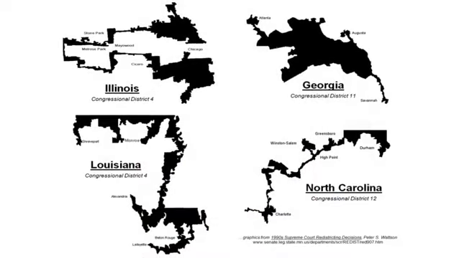Here are some examples of actual voting districts, and you can see how crazy they look. Okay, so you can see up here, this is one in Illinois, this is one from Georgia, this is one from North Carolina, and this is one from Louisiana. A lot of these, like this one in North Carolina, you can see goes from almost the very top of the state to the very bottom, and it's hardly connected by anything.